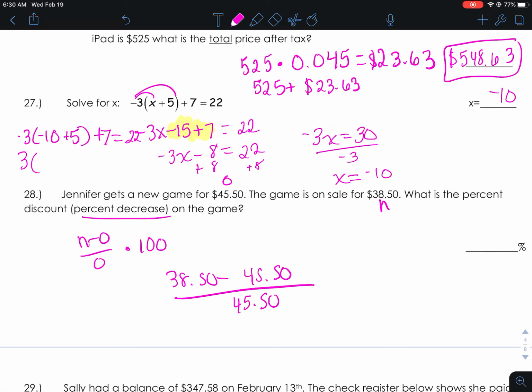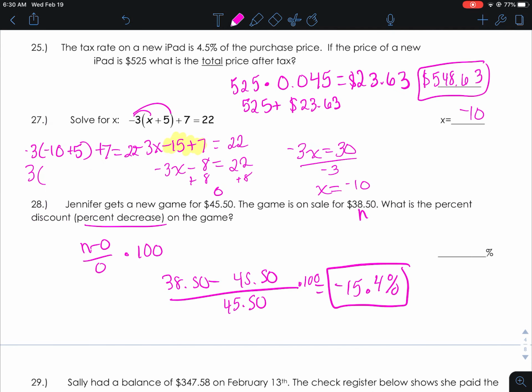So that equals this, divided by 45.5, which is, I would probably round it, but negative, and then you multiply it by 100. Negative 15.38, or negative 15.4%, or you could round it to negative 15%.